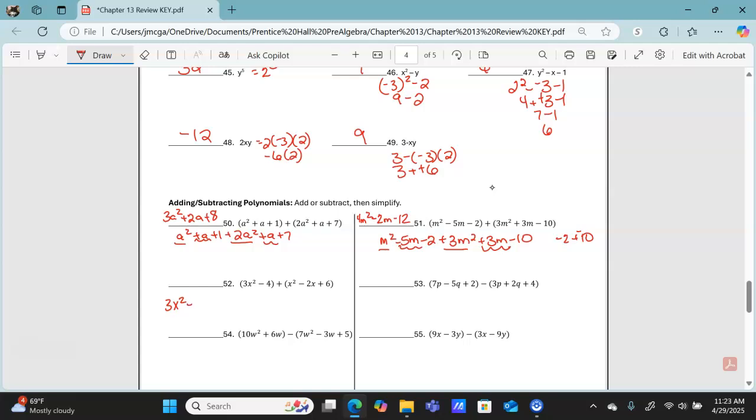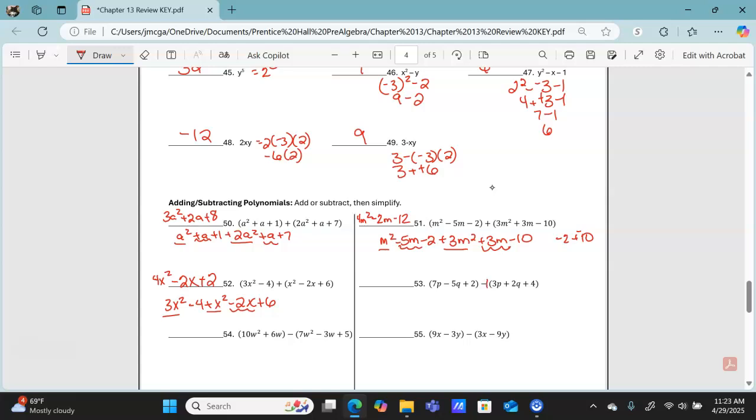3x squared minus 4 minus plus x squared minus 2x plus 6. So putting my x squareds together, I have 4x squared. I don't have any other 2x's other than the minus 2x. And then negative 4, positive 6 is positive 2. The signs are different, so we subtract and keep the sign of the larger.